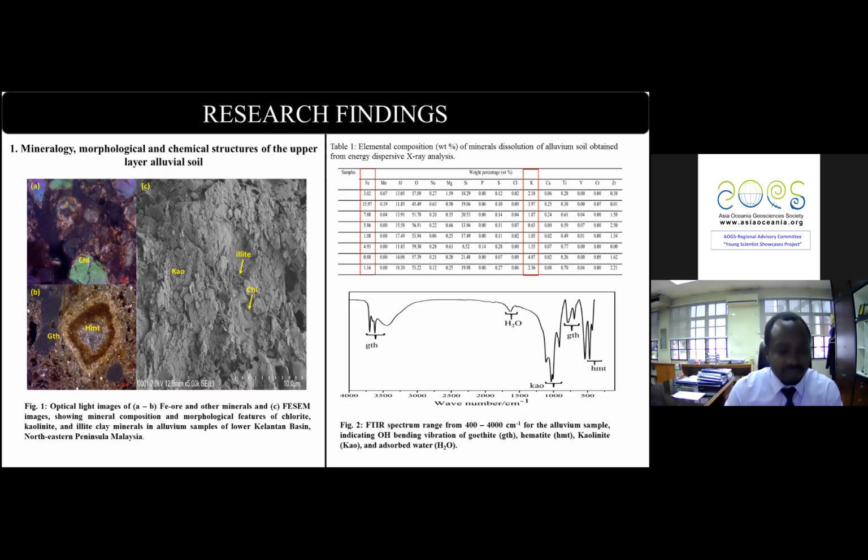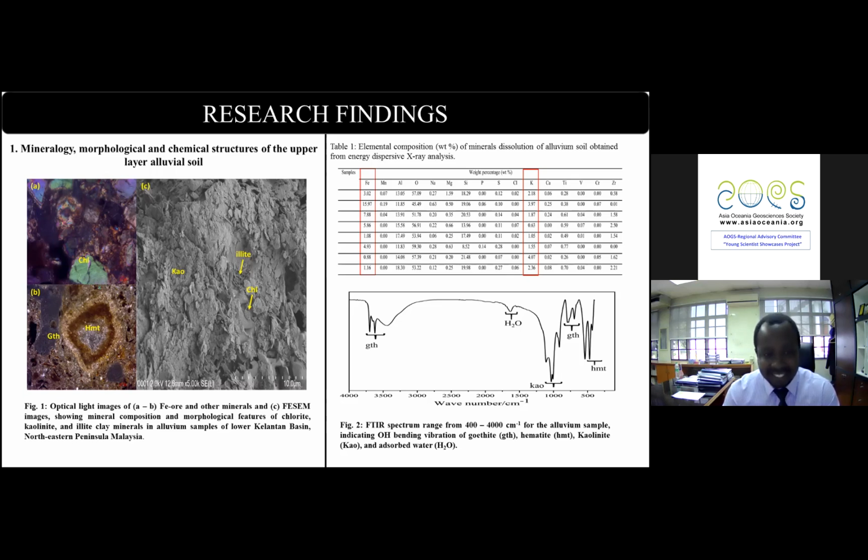Generally, goethite are formed as a result of early precipitated colloidal iron oxide, and hematite were formed as a result of diagenetic recrystallization of goethite. Figure 1C is FESEM images showing mineral composition and morphological features of chlorite, kaolinite, and subordinate illite. As you can see, the figure shows clear mineral dissolution framework.